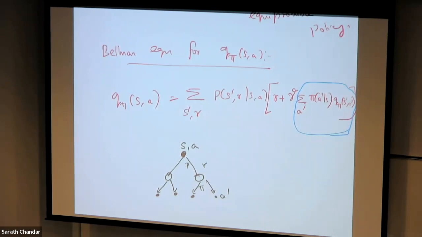In that formula, the policy is A dash given S dash, not A dash given S. Which is the correct one? Okay, it's S dash.